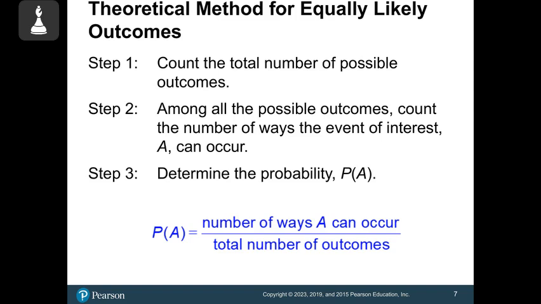So, the first thing you're going to do is count the total number of possible outcomes. The second thing you're going to do is, among all those outcomes, count how many ways that whatever you're looking for can occur. And then we can calculate our probability by taking the number of ways that item occurs divided by our total.